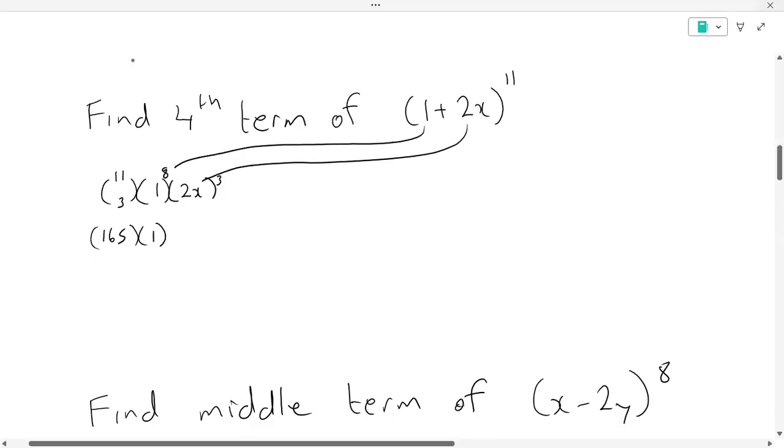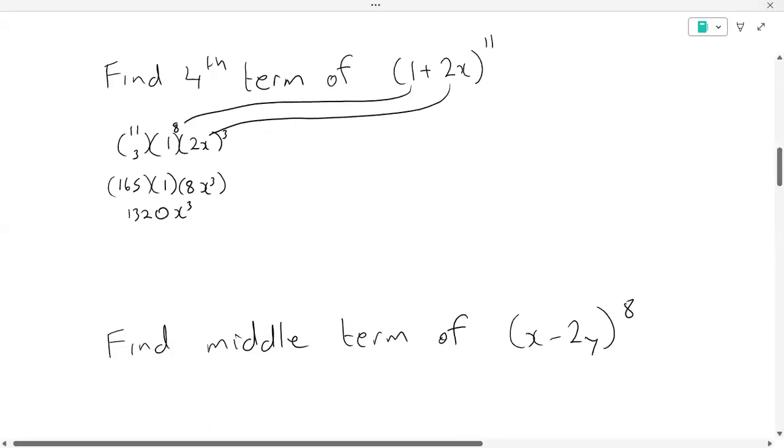Just be careful here, 2 to the power of 3 is 8, but you also have to cube the x. So now I do 165 times 8. So that's 1320x cubed. So we immediately get the fourth term without having to do any expansion.